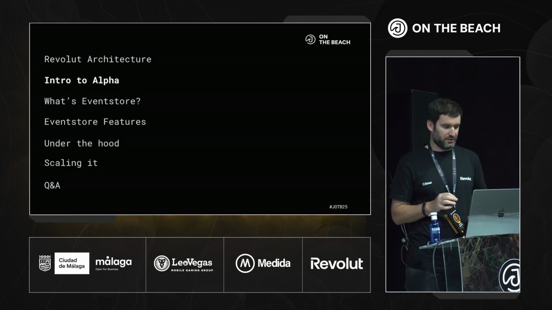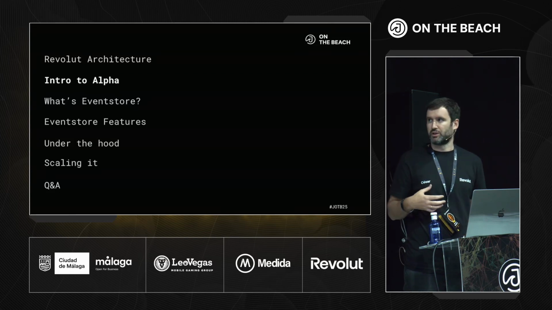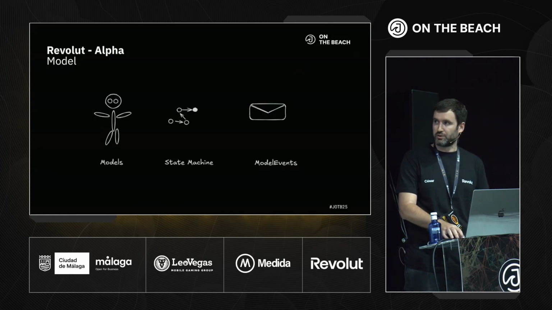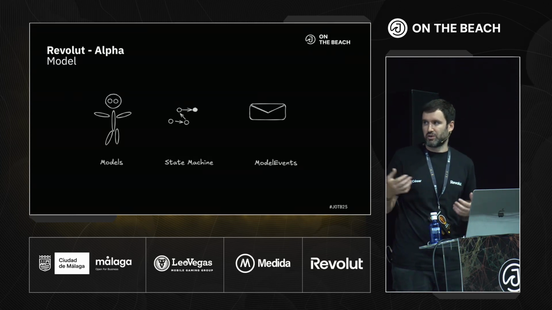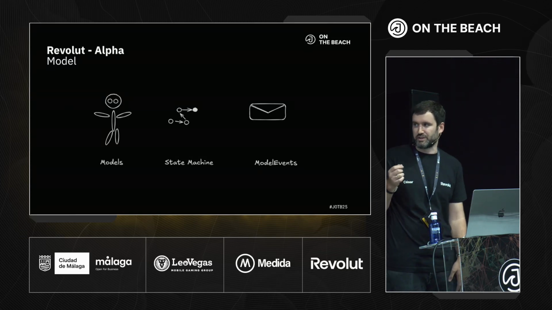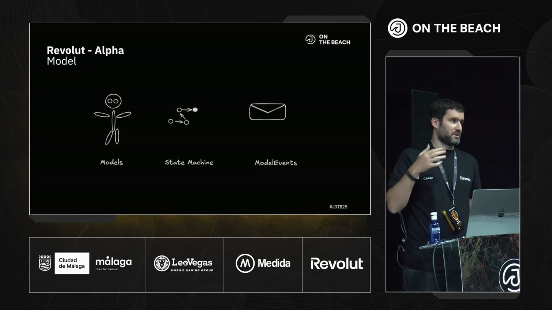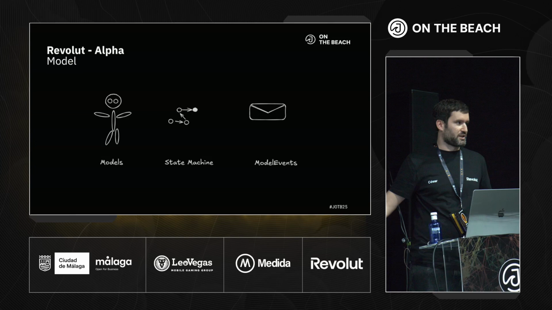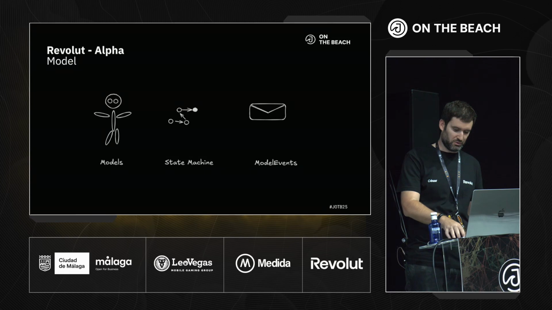Next, I'm going to explain briefly about Alpha, which is our domain-driven design framework that helps us implement our CQRS architecture. On the one hand, this framework allows you to build models. Models are, from a DDD perspective, entities, but with a specific characteristic, which is that they are built around a state machine. Whenever the state machine transitions states or performs mutations, we issue model events. These events describe the different state changes between those states.